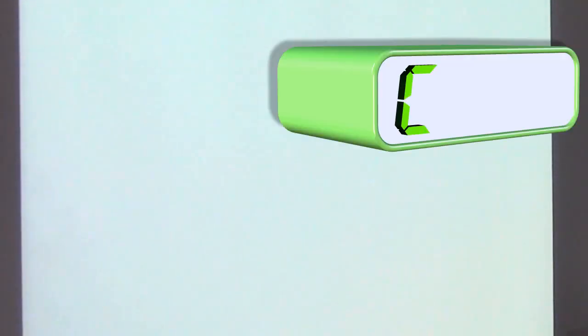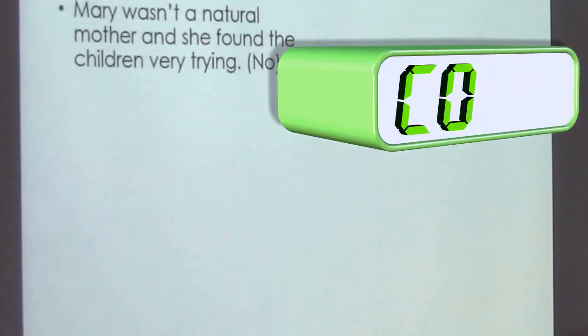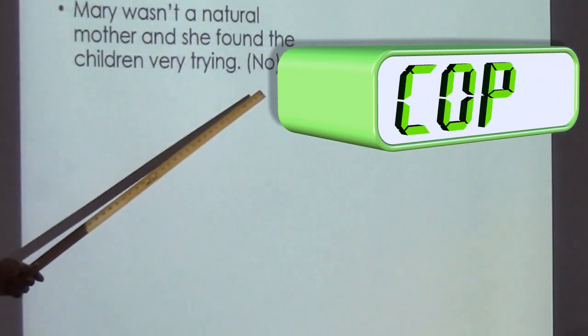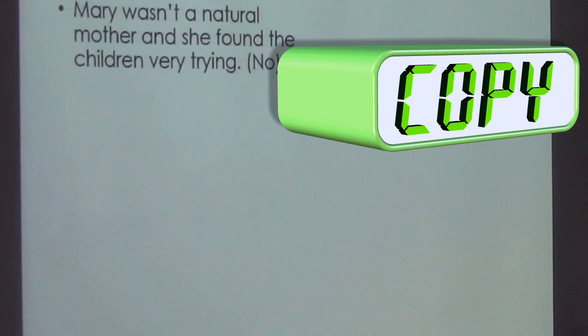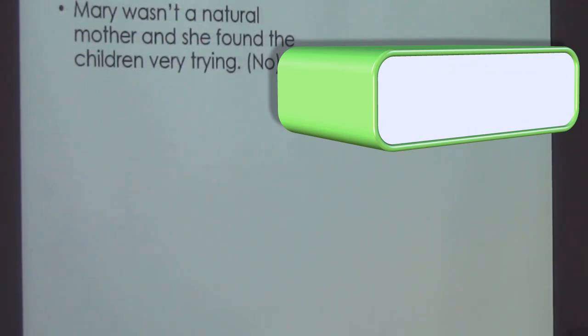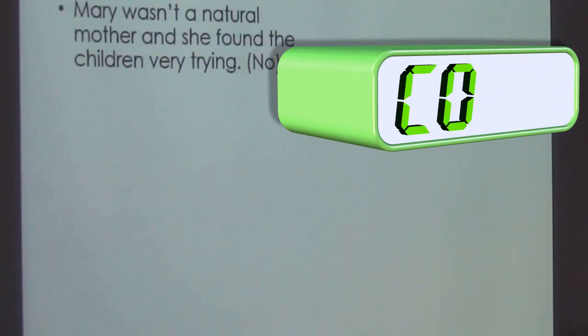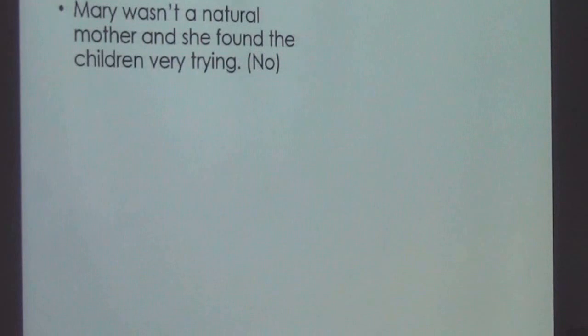All right, so let's get the first one. This is what you're going to write. This one is labeled as a no, so this is going to go in your non-example box. Write small. It says, Mary was a natural mother, and she found the children very trying. We're writing this in our first non-example box, because this is a no. Mary was a natural mother.